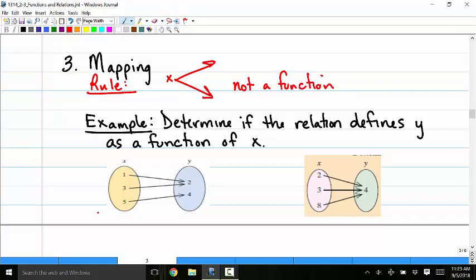So quickly looking at this first example, do you see any x value going to two different y values? I see 1 going to 2, that's okay. I see 3 going to 2, okay. And I see 5 going to 4. Do any of these values go to two different y values? No. So that is a function.